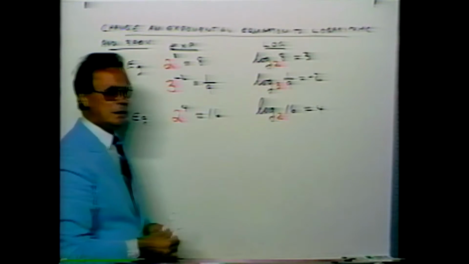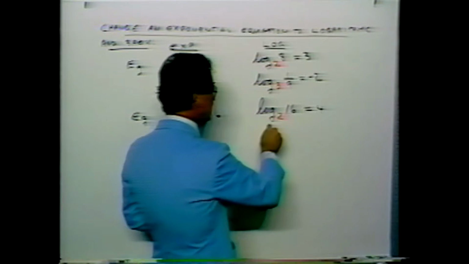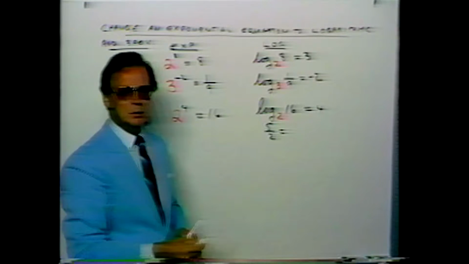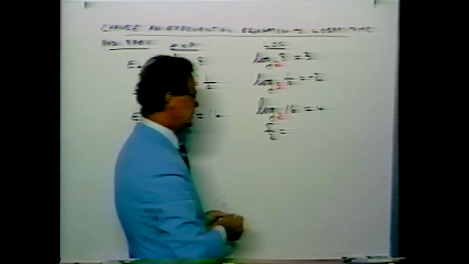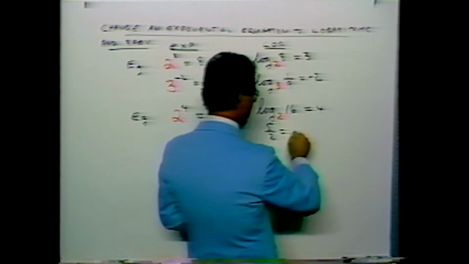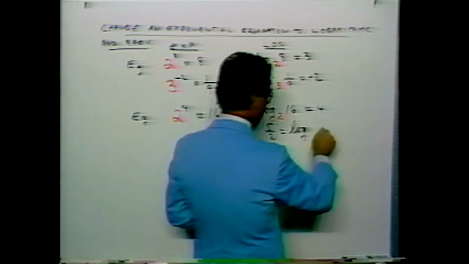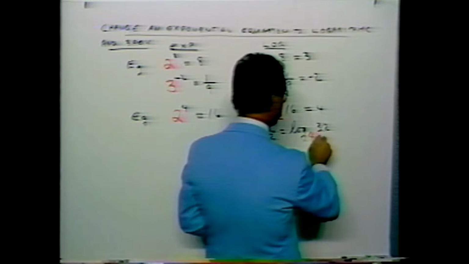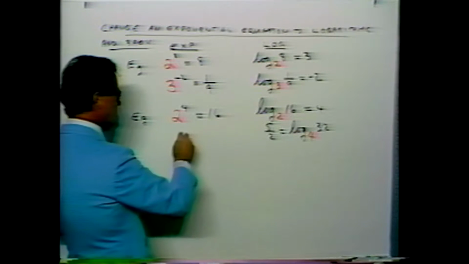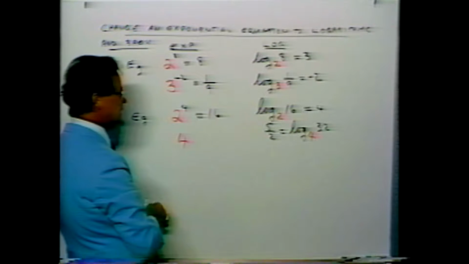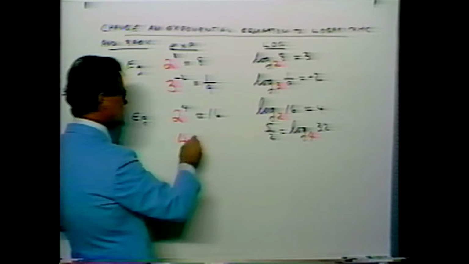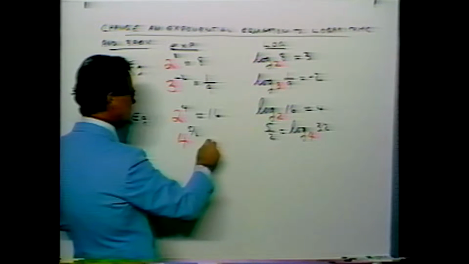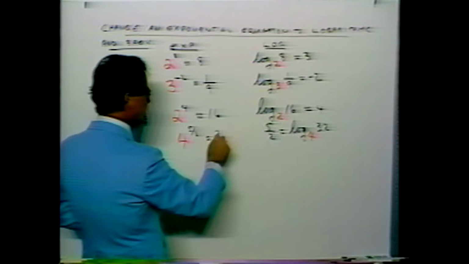Again, if we have that 5/2 is equal to the log of 32 to the base 4, then 4, which is the base of the power, to the exponent 5/2 is equal to 32.